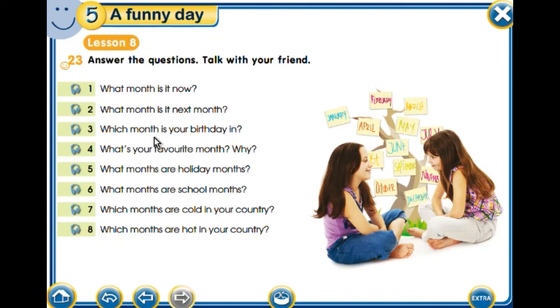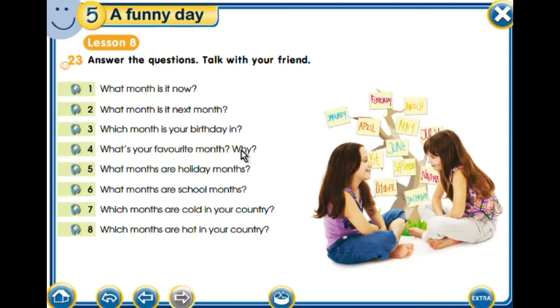Which month is your birthday in? Your birthday, tell me. For me, my birthday is in October. What about you? What's your favorite month? My favorite month is August. Why? Because it's in summer. I love the sun. I like swimming, going to the beach.